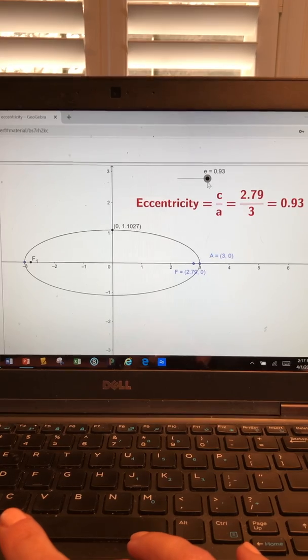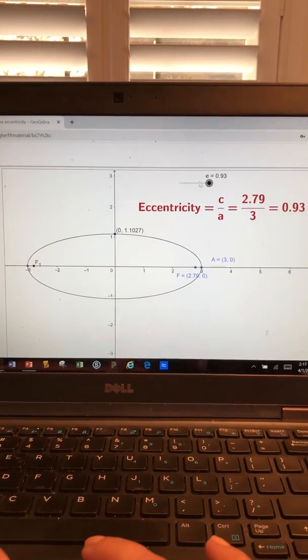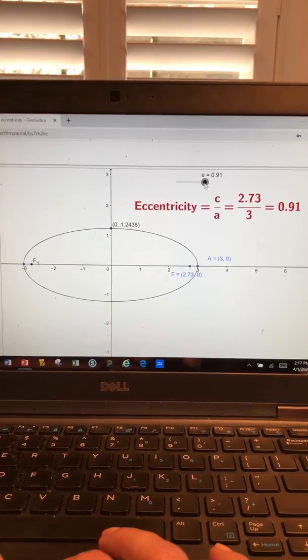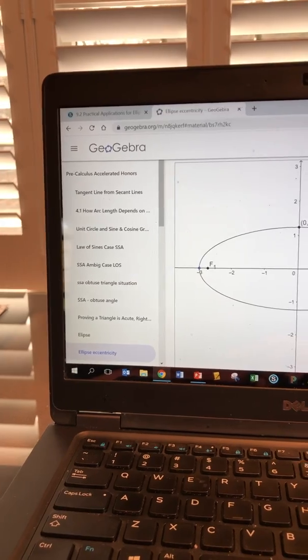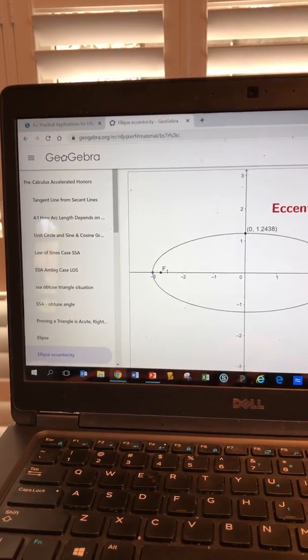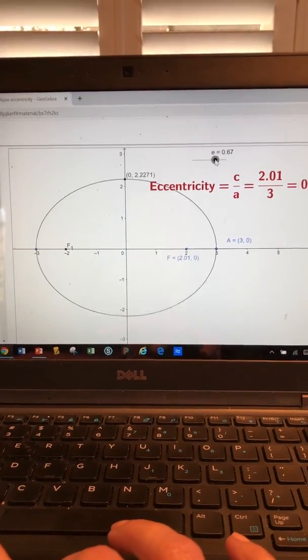So I would go on GeoGebra. I would search the pre-calculus accelerated honors book, and it's called Ellipse eccentricity, and you can just search it, Google Mrs. Bailey's pre-calculus accelerated honors, and this will come up, and you can play around with it and just explore.